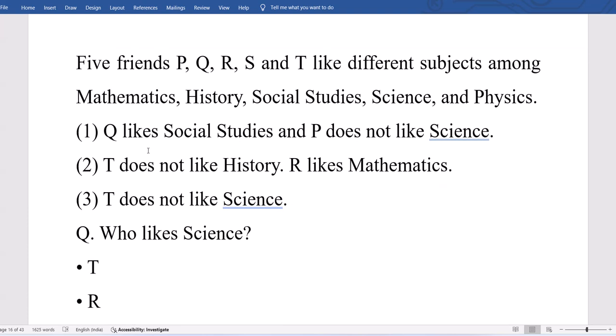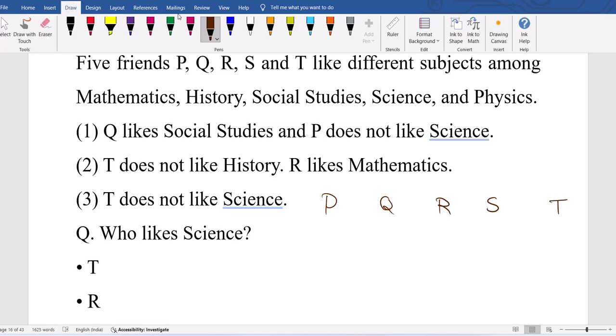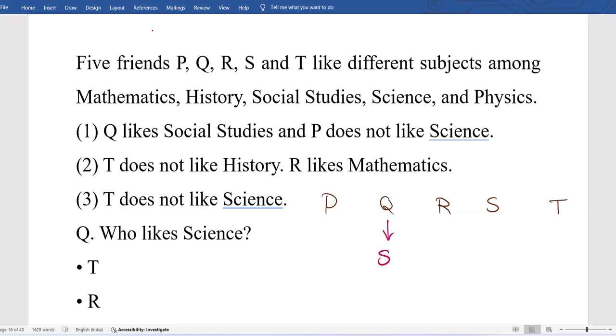5 friends, they like only 5 subjects. This is easy. Only 2 columns: people name, what subject. P, Q, R, S, T. First, I am repeatedly saying one thing: go for direct information. What is direct information? Q likes social studies. So social studies gone. R likes mathematics. Mathematics gone.